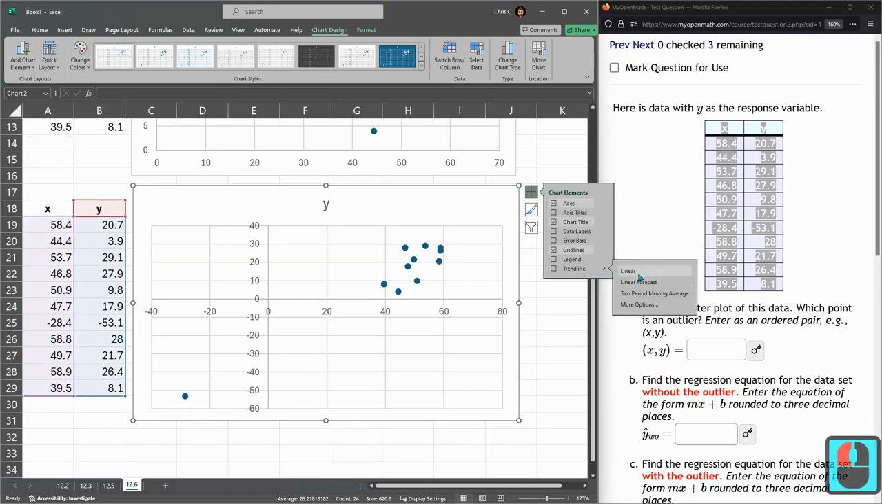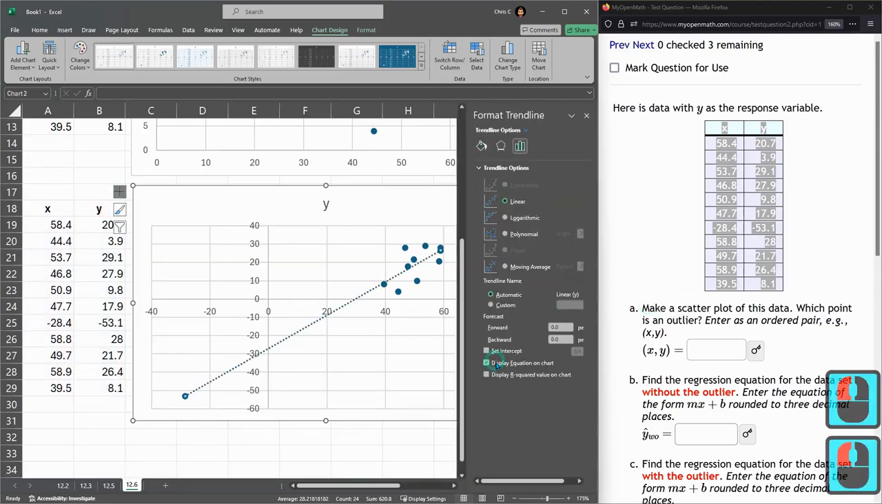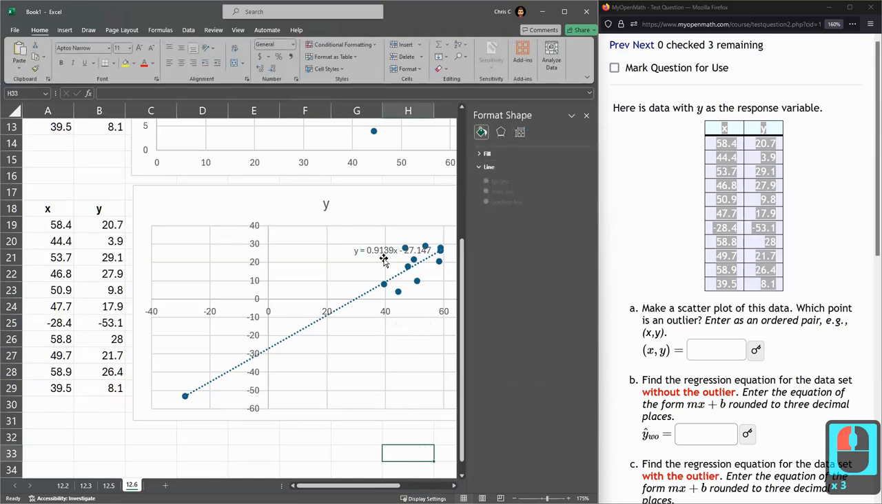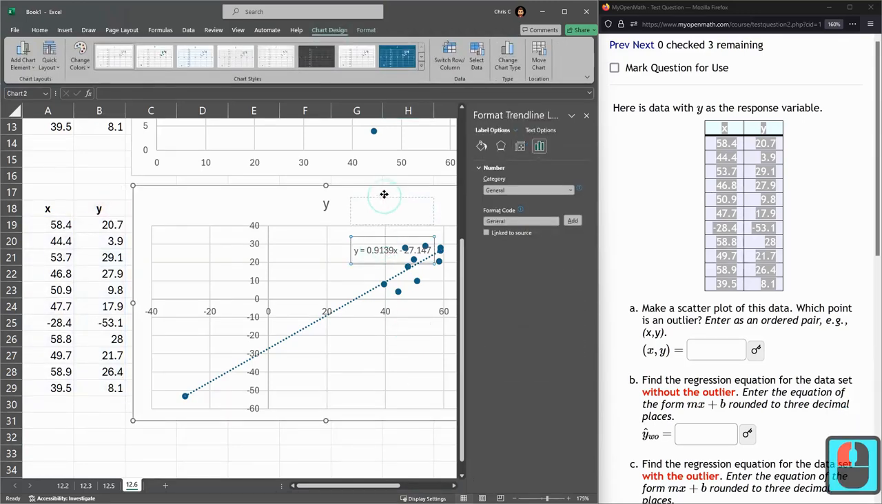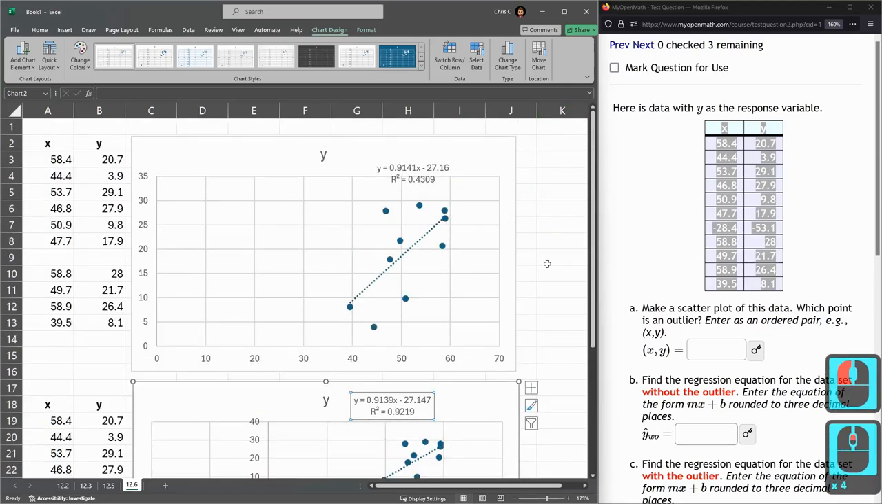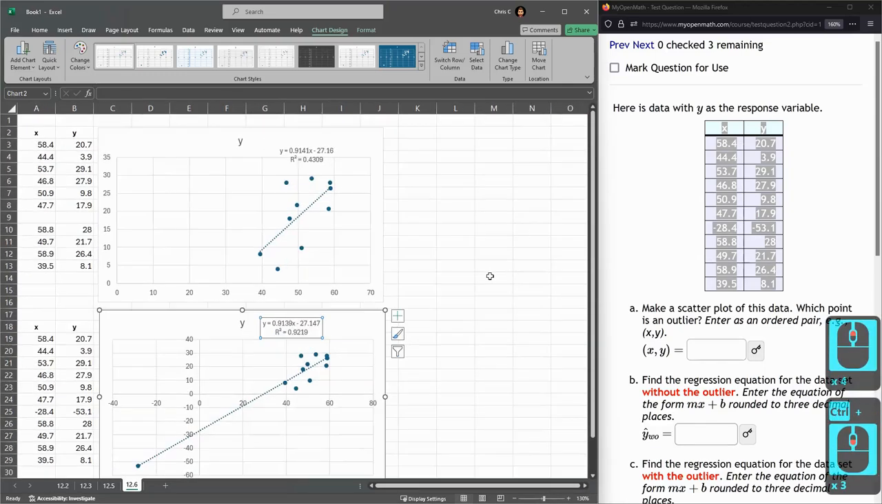Trend, more options, equation, R squared. Thought I clicked R squared. I did. Okay. So there we go. That's the difference. We can see them both.